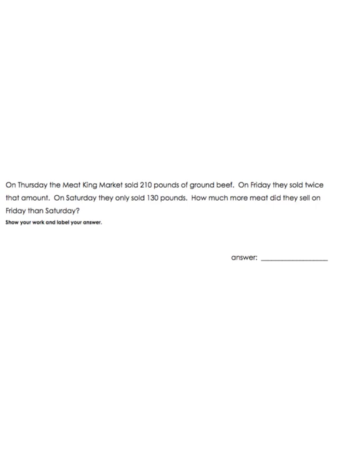On Thursday, the Meat King Market sold 210 pounds of ground beef. So on Thursday, there was 210 pounds. On Friday, they sold twice that amount. On Saturday, they sold 130 pounds. How much more meat did they sell on Friday than Saturday?